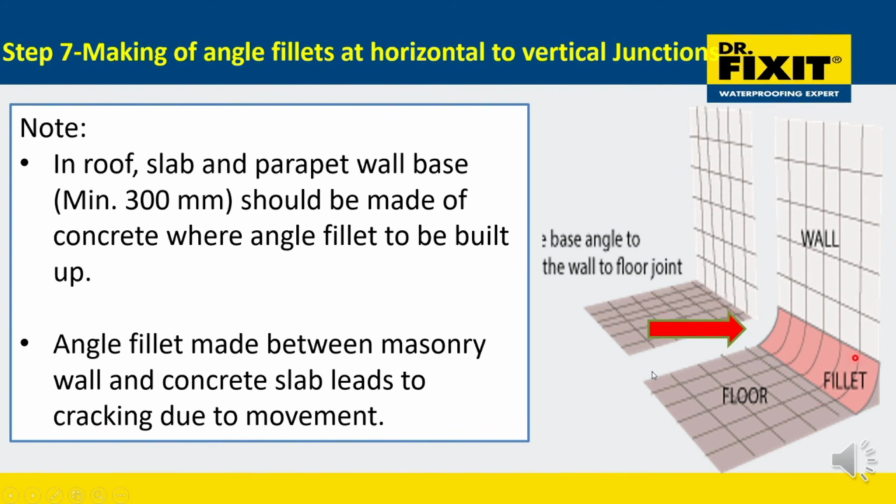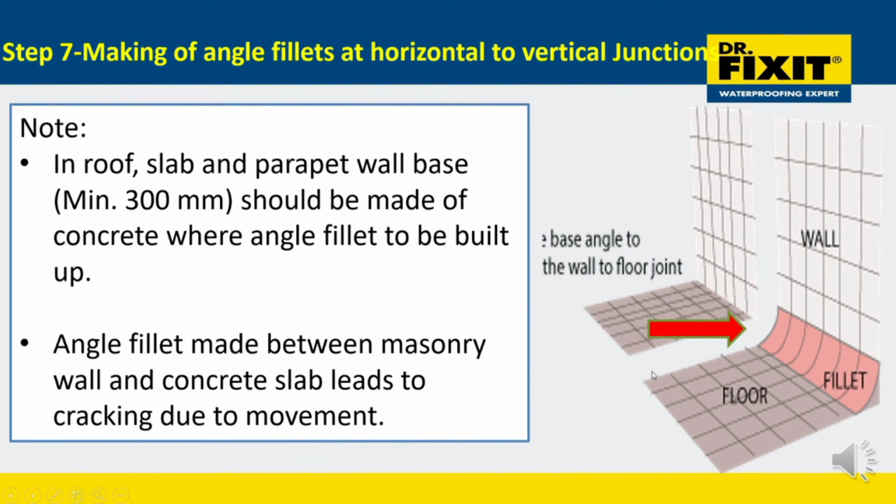This is the angle fillet, what you call vata golai on the site. This is a wall and this is a floor, and this is the angle fillet which will be made with the help of URP. Note, in a roof or slab and parapet wall base, a minimum of 300 mm should be made of concrete where the angle fillet is to be built up. Angle fillet made between the masonry wall and concrete slab leads to cracking due to movement. As I already discussed, this was a point I tried to explain with the image.